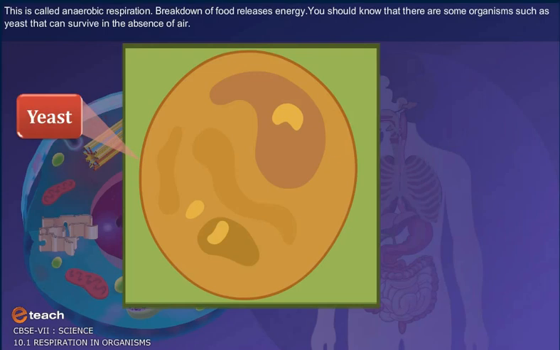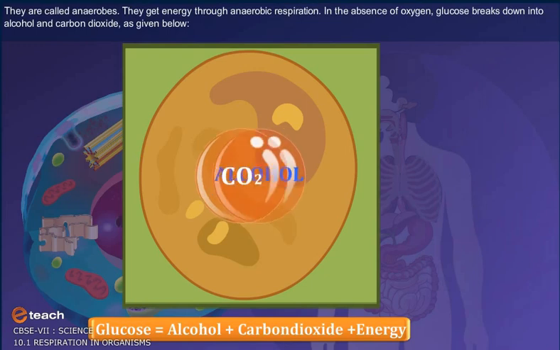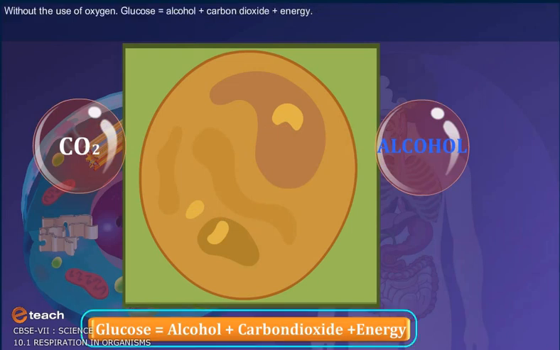You should know that there are some organisms such as yeast that can survive in the absence of air. They are called anaerobes. They get energy through anaerobic respiration. In the absence of oxygen, glucose breaks down into alcohol and carbon dioxide as given below. Without the use of oxygen, glucose is equal to alcohol plus carbon dioxide plus energy.